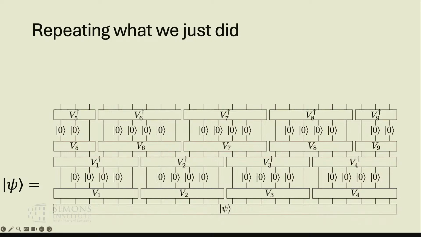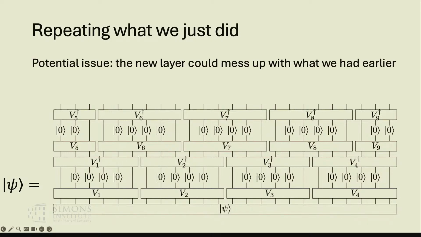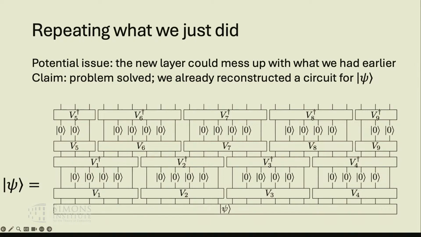Well, there is a potential issue, which is that now we have added more stuff in a new layer. And this new layer could mess up with what we had earlier. Because it's not so obvious what's going on in this new picture, because we have done new stuff on top, which could actually change a lot of things. But now I'm going to present a big claim, which is this actually works. We have solved the problem, and we already reconstructed the circuit for preparing the unknown state psi. Okay, so how does this work?